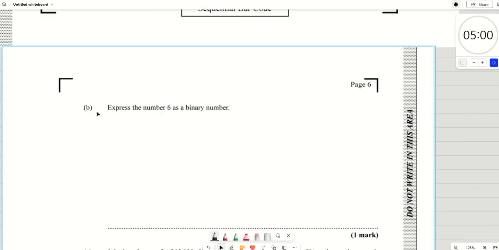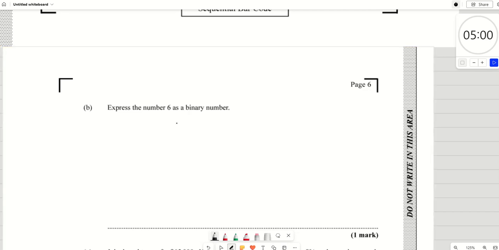All right, so the second part of the question is express the number 6 as a binary number. Now, this question is a bases question, and I'll let you guys know something about bases. Honestly, in the past papers from 2010 straight down to 2023, this is the only bases question that I have seen they brought.